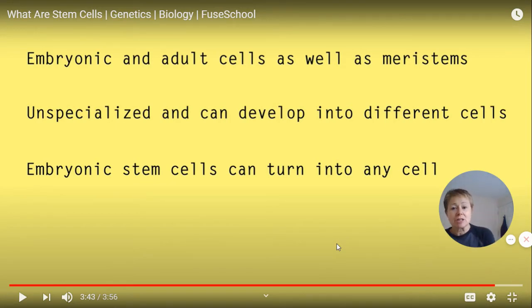Stem cells are unspecialized, so they can develop into different cells. Now, embryonic stem cells can turn into any type of cells, but we can only get them from embryos. So unused embryos from fertility treatments would be an example of where we could get those from. But some people really object to the use of embryos.